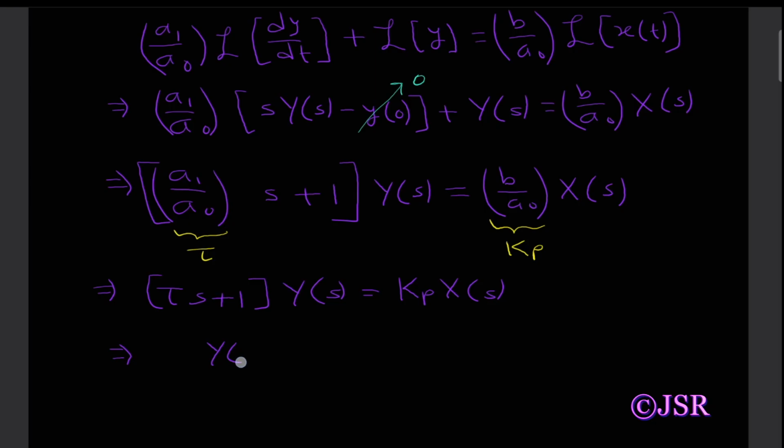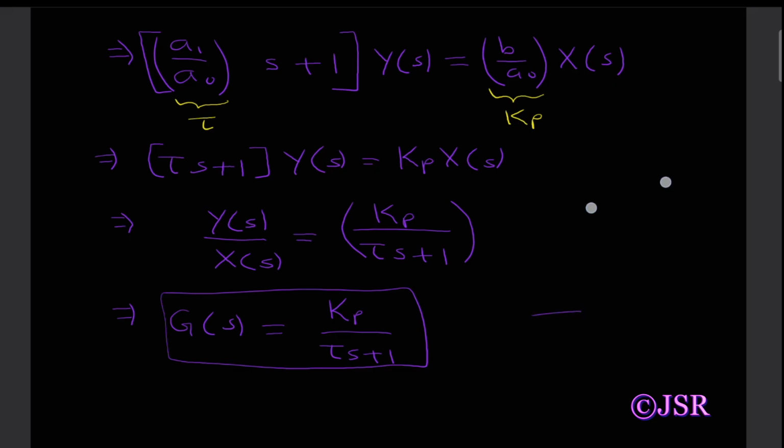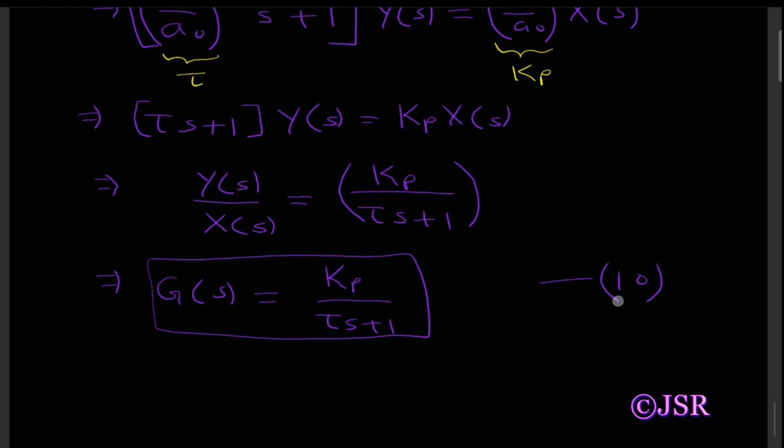So y of s upon x of s will be equal to kp upon tau s plus 1. So this is the transfer function for first order system, that is kp upon tau s plus 1. So for the first order system, the transfer function is kp upon tau s plus 1.